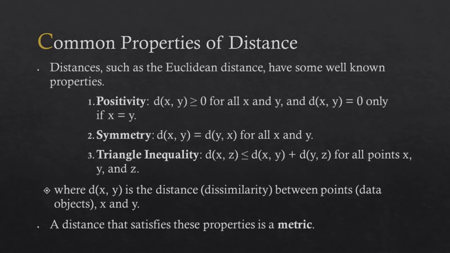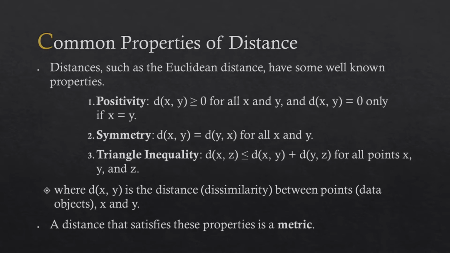where distance of x, y is the distance or dissimilarity between points or data objects x and y. A distance that satisfies these properties is a metric. So, kung lahat ng properties na ito ay masatisfy, matatawag itong metric.